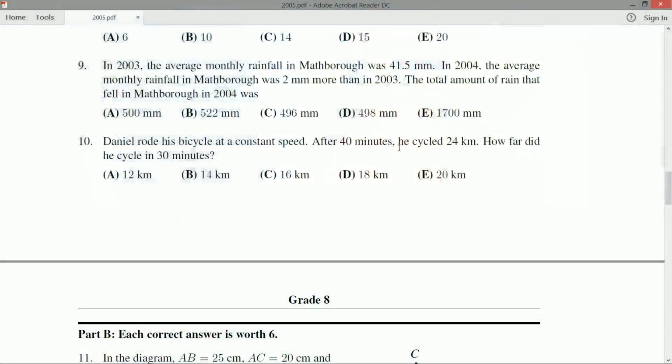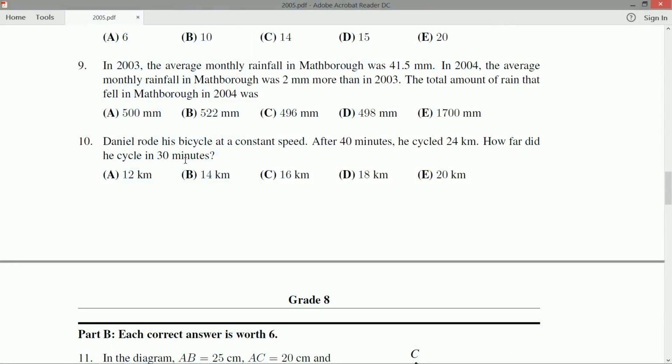But hopefully you've got your pen ready because you've maybe paused the video and just tried the question. Either way, I've got my pen ready and we're going to try question number 10. We'll see where we can go with this. Daniel rode his bike at a constant speed. After 40 minutes, he cycled 24 kilometers. How far did he cycle in 30 minutes?